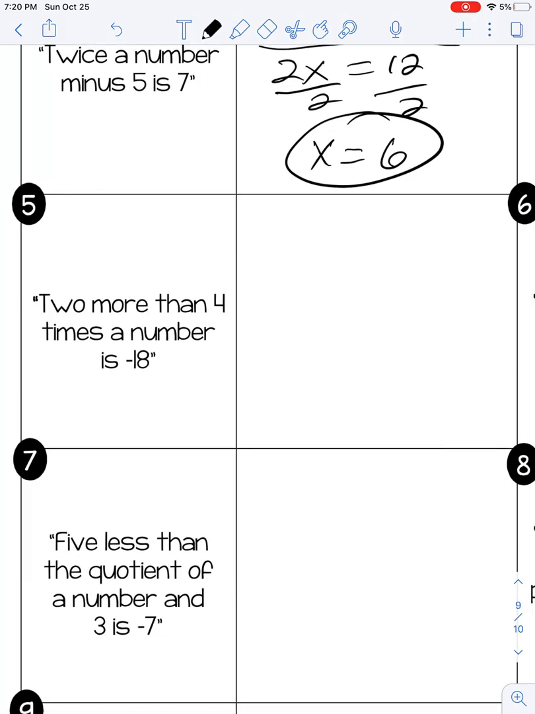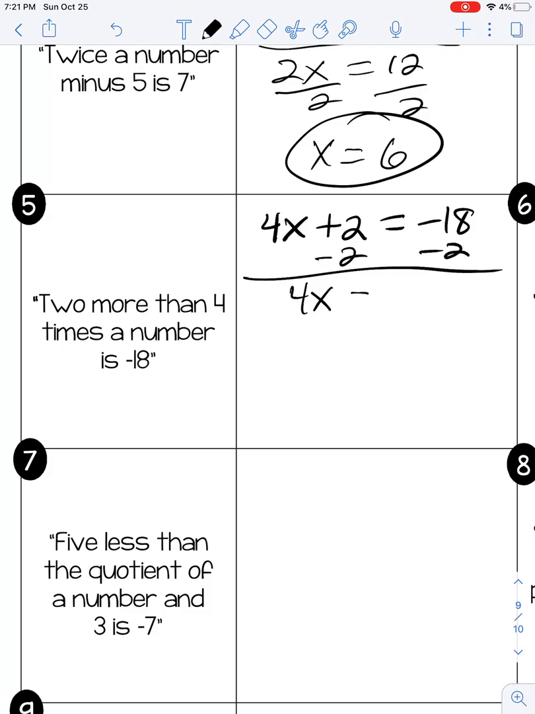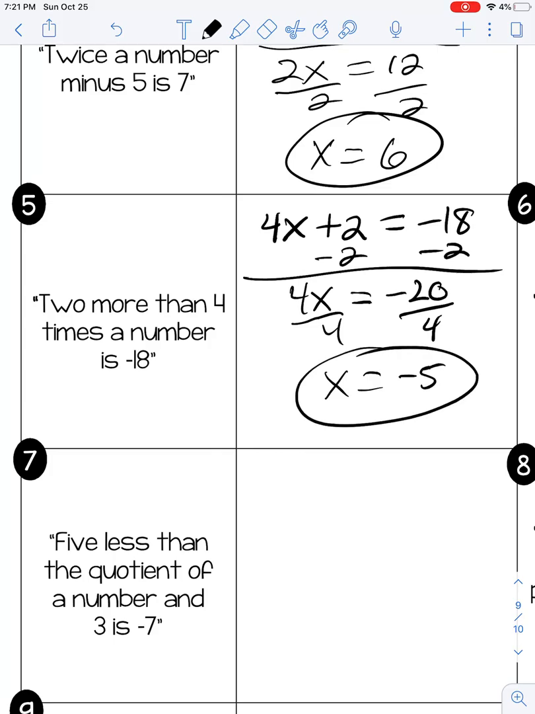Number 5. 2 more than 4 times a number. So we know that 4 times a number is 4x. That's pretty simple. 2 more than. So basically it's saying whatever this is, 4x plus 2, because it's 2 more than 4 times a number. Is means equals negative 18. Now if it said 2 less than, it would have been minus 2. But since it said 2 more than, it's plus 2. So now we solve it, which is the easy part. We get 4x equals negative 20, divided by 4. X equals negative 5.